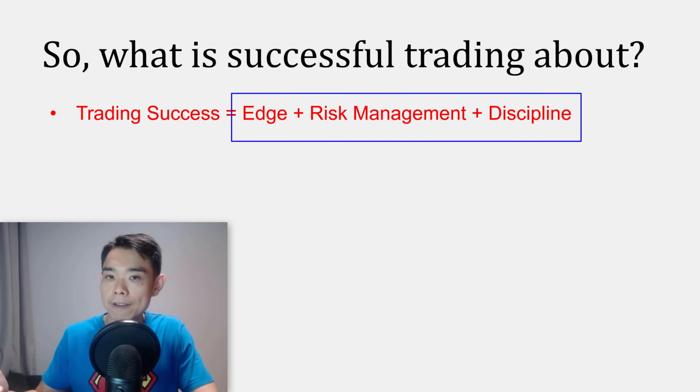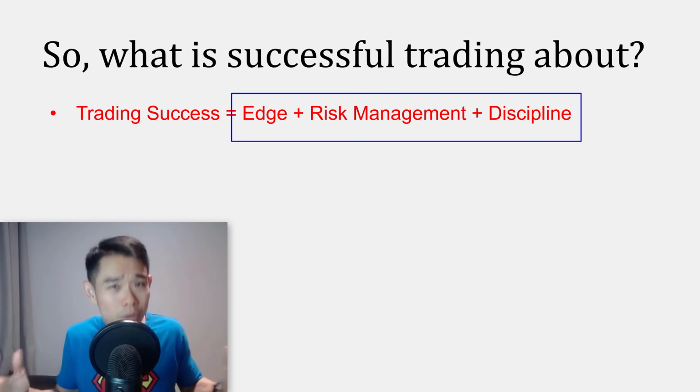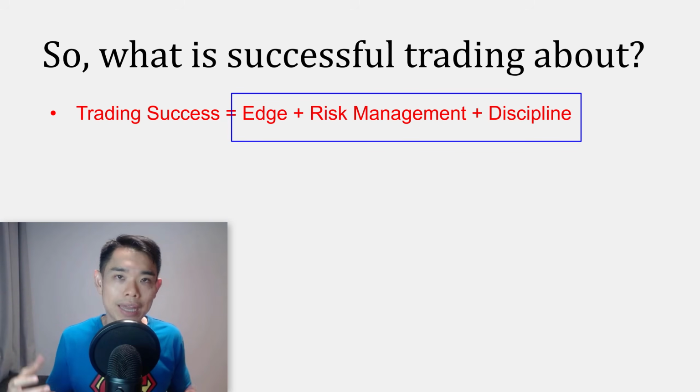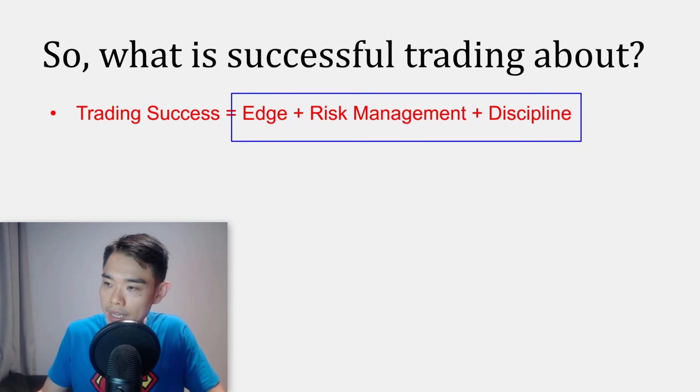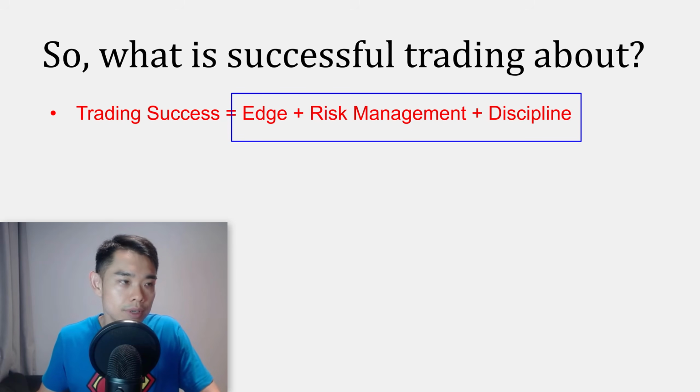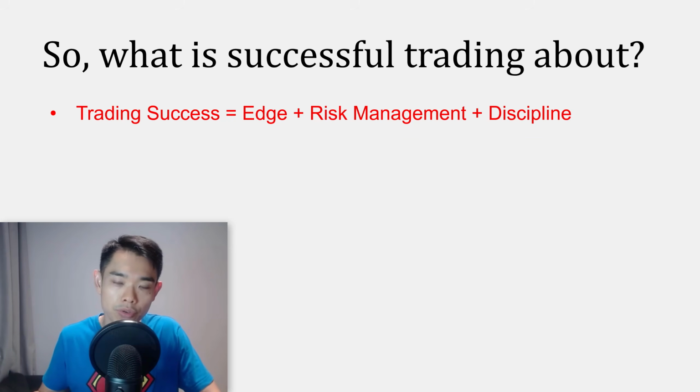What if you have, let's say, risk management and discipline, but no edge? Then what's going to happen is that you will suffer death by 1,000 cuts. You have risk management in place, but without an edge, you slowly bleed your account over time till there's nothing left. And what if you have an edge and risk management, but no discipline? Well, in this case, you get inconsistent results. So as you can see, in order to be a consistently profitable trader, all three factors or ingredients are required.